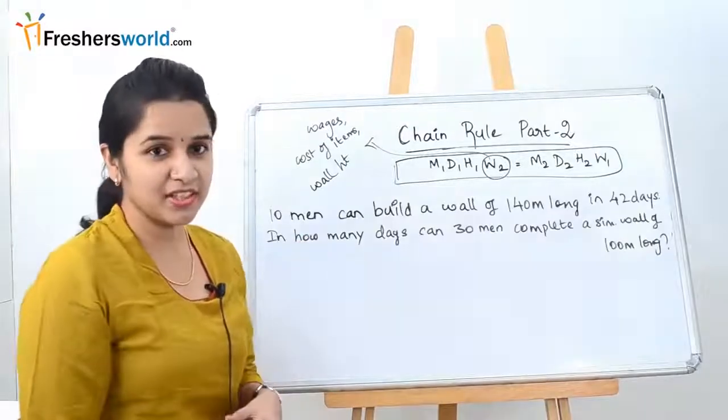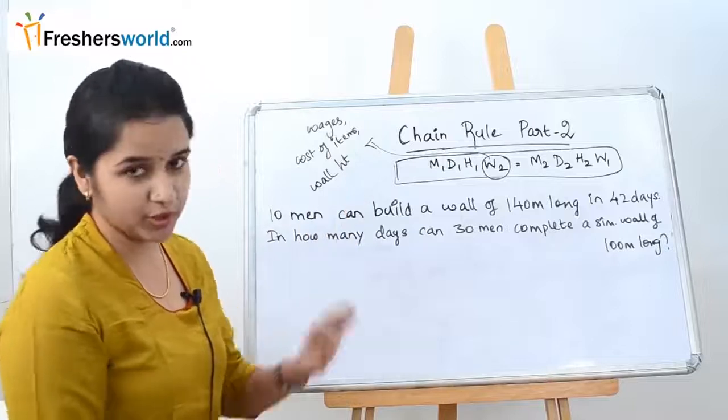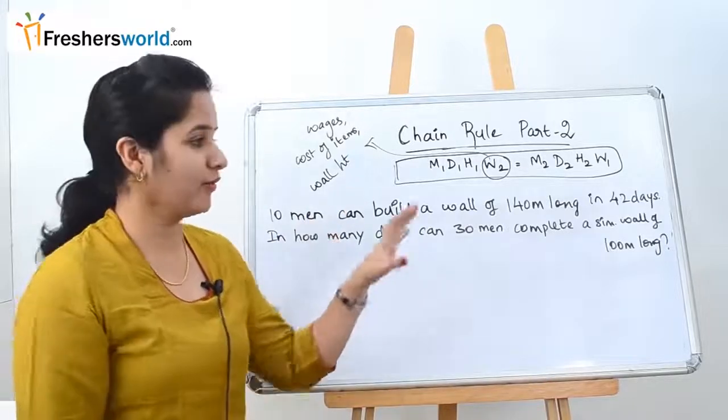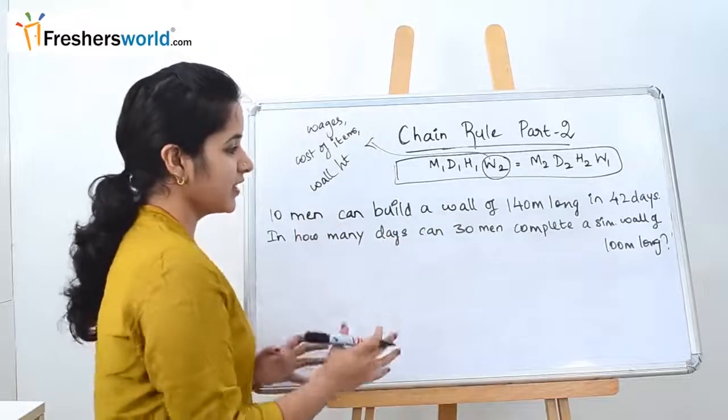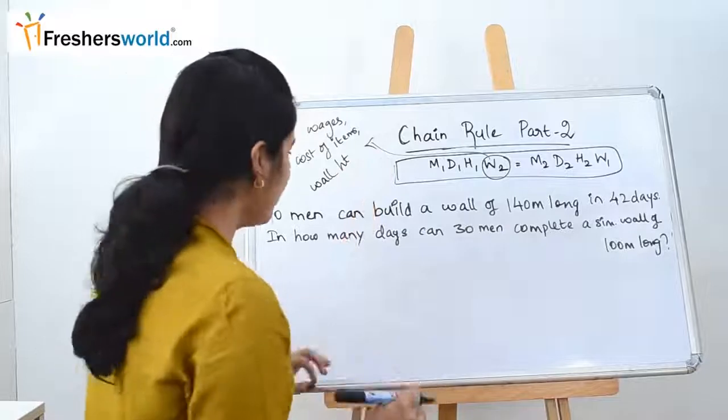Okay, the next question that I have given is 10 men can build a wall of 140 meters long in 42 days. In how many days can 30 men complete a similar wall of 100 meters long? So you see the word like height of the wall and all that. So obviously we're going to use this formula. How are we going to do it?